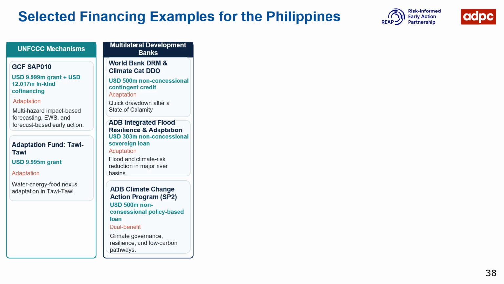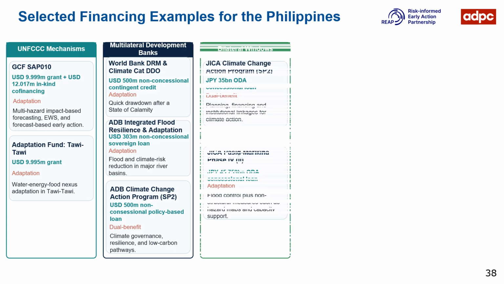Multilateral Development Bank examples include the World Bank's DRM and ClimateCat DDO, which provides contingent credit for quick drawdown after a state of calamity, and ADB financing for flood resilience, adaptation, climate governance, and low-carbon pathways. Bilateral examples include JICA support through concessional loans for climate change action and flood control, including non-structural measures such as hazard maps and capacity support.